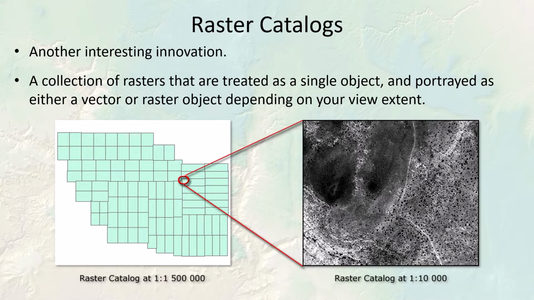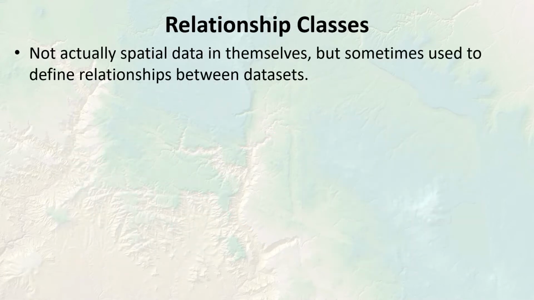Next up are relationship classes, and we will use relationship classes in this class. These relationship classes aren't actually spatial data in themselves, but they're sometimes used to define relationships between datasets and geodatabases. So for example, a water pipe dataset may be a bunch of polylines that might have a point feature class of pumping stations. These may be related to each other because the pumping stations never exist without the associated pipes.